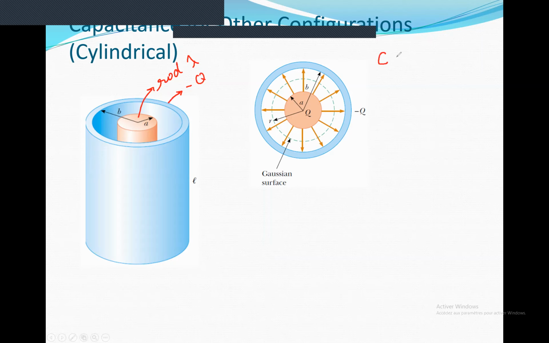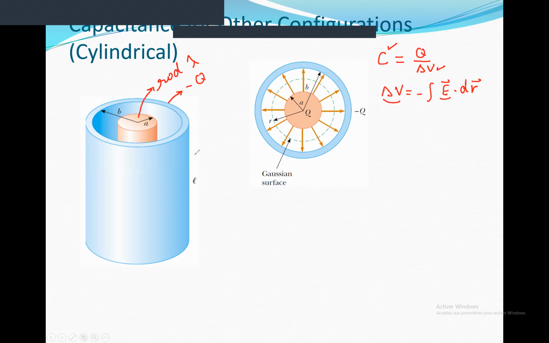You know, C equals Q over delta V, and delta V equals minus the integral of E dot dr. Okay, so to calculate C, I need to calculate delta V. How can we calculate delta V? Before that, we have to find E in this region. Okay, we have to find E.